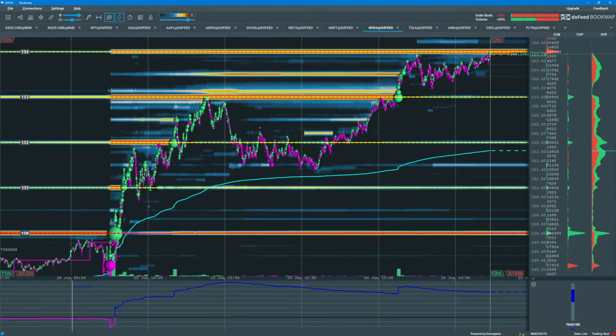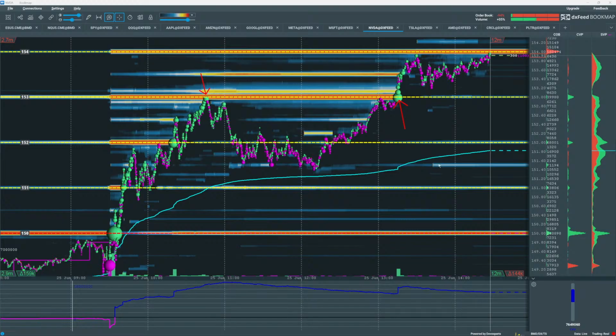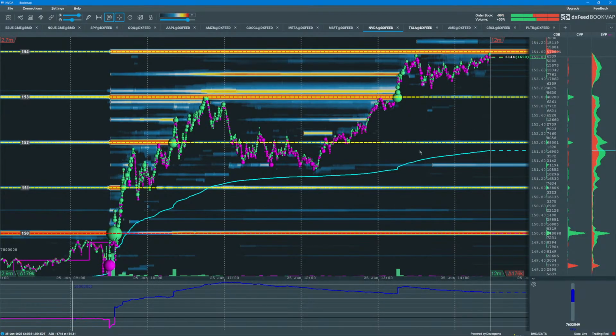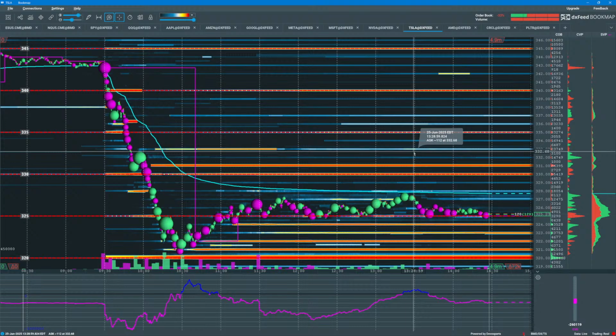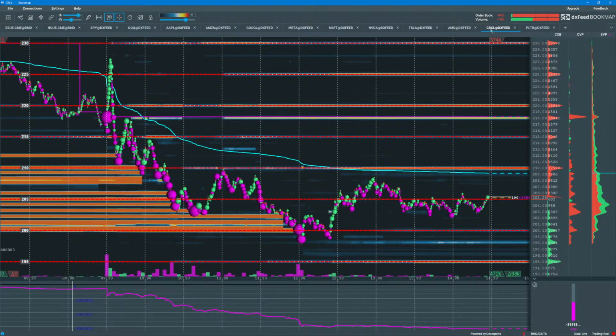So this level, 153, that acted as resistance before, absorption of that level, and now those limit sell orders at 153 were consumed, and NVIDIA buyers taking price up to 154. So a very nice bullish day in NVIDIA. Let's see if Tesla is recovering any. All right, so Tesla's still stuck around the 325 level. See what Circle's doing. Chopping around 205, still above the 200 put wall.